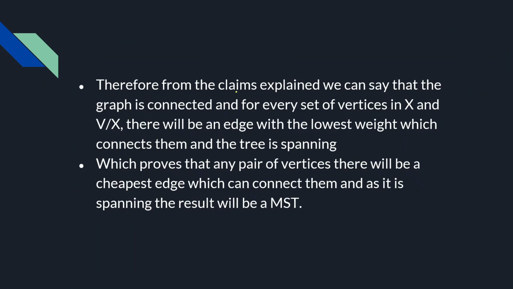So therefore, the claims explained say that the graph is connected, and for every set of vertices X and V minus X, the edge between them will have the cheapest weight. This proves that for any pair of vertex sets there will be a cheapest edge which can connect them, and as it is spanning, the result will be the MST.